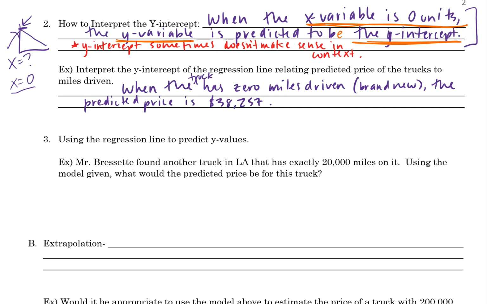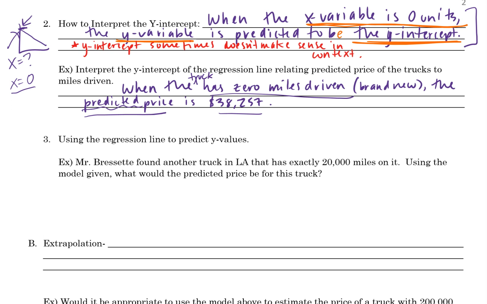So when the truck has 0 miles driven, so when the X variable is 0, the Y value is whatever the Y-intercept is. Okay, notice, when I'm interpreting slope and when I'm interpreting Y-intercept, I have the word predicted.